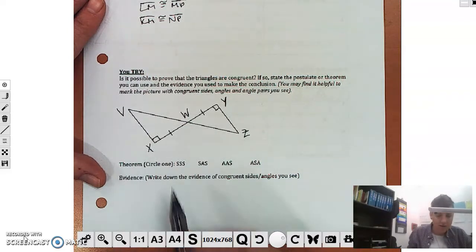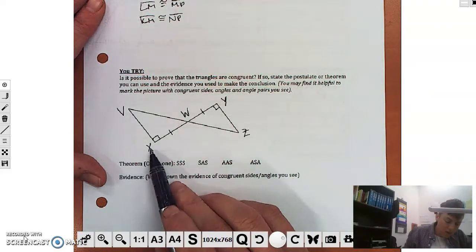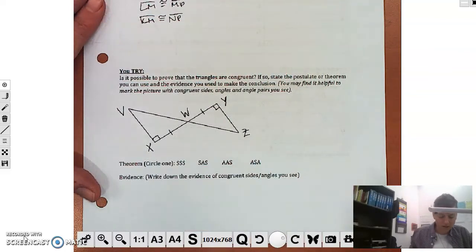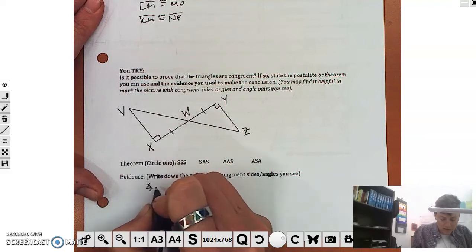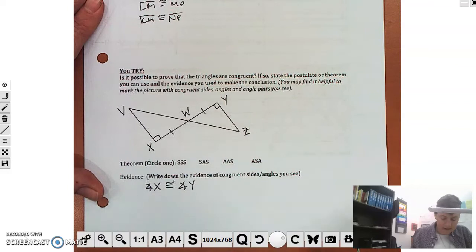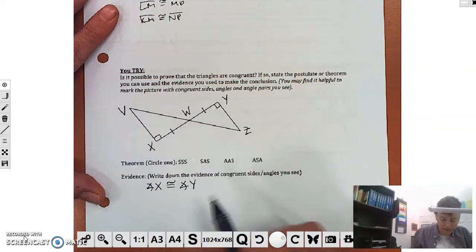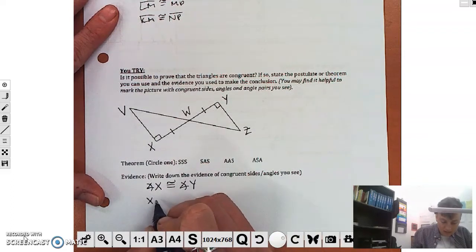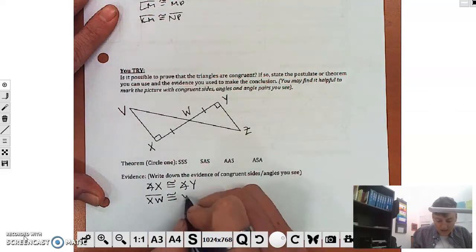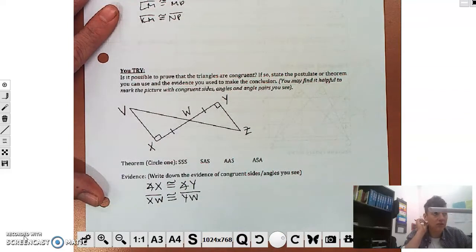Well, okay, so I was gonna give you a minute, but now I'm walking through it. We know X and Y are both right angles, and all right angles are congruent, so we know that angle X is congruent to angle Y. We know these sides are congruent because they have the same number of hash marks, so we know side XW is congruent to side YW.